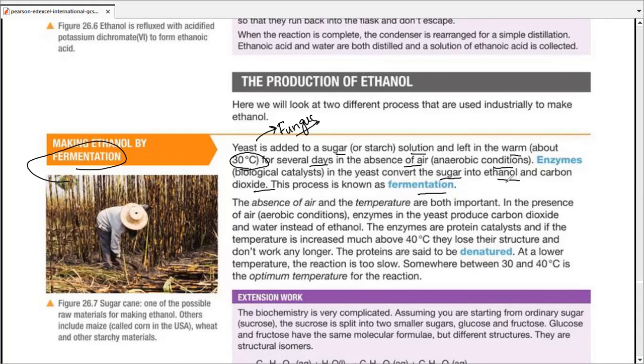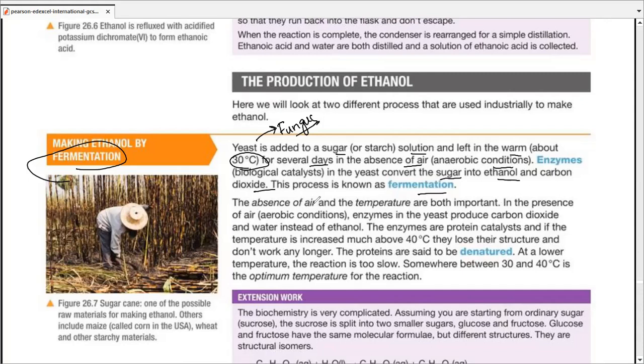Fermentation is a pretty old process. It dates back to Egyptians and Babylonians. Even they knew how to convert the fruit juice into alcohol. The absence of air and the temperature are both important.